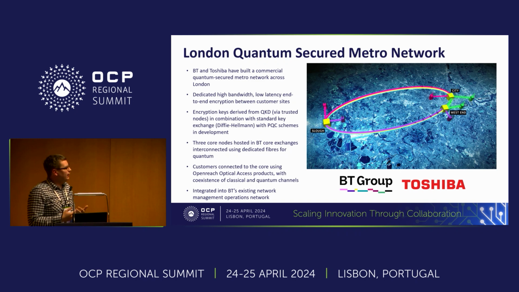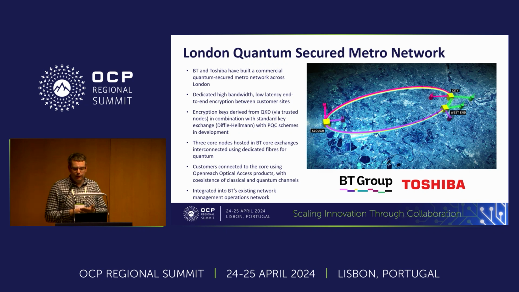So the encryption keys here are derived from QKD and combined with standard Diffie-Hellman key exchange within the encryptor. So we're taking in QKD-derived keys and combining that with that standard Diffie-Hellman approach. We're also looking at PQC options, but at the moment we're waiting for the standardization of those algorithms to complete. We've got 3 trusted node sites which are hosted in BT's core exchanges, and they're interconnected using dedicated fibers for the quantum channels.